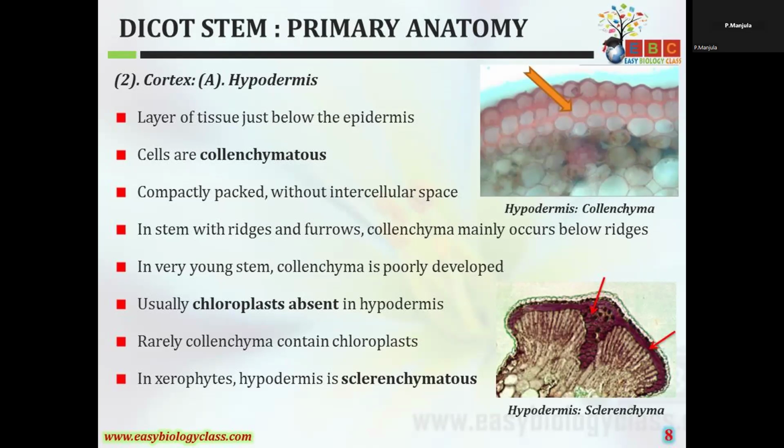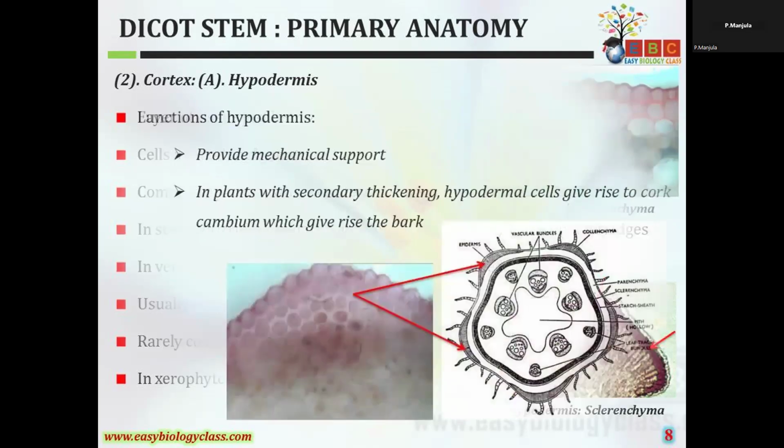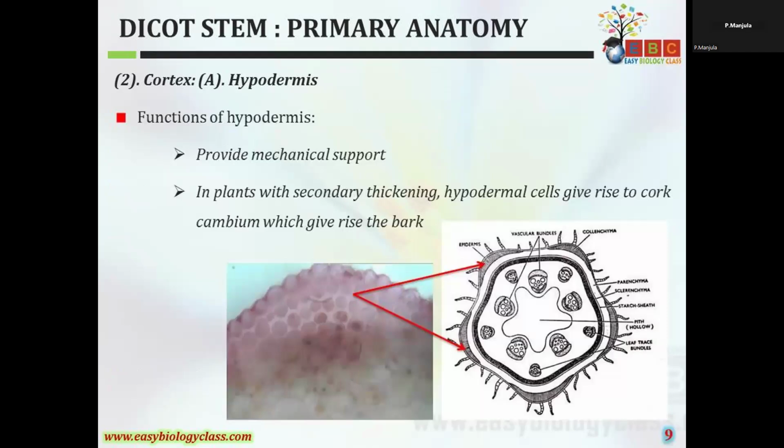In xerophytes, the hypodermis is sclerenchymatous. This is the xerophytic character: the presence of a sclerenchymatous hypodermis. The main function of the hypodermis is to provide mechanical support, and in plants with secondary thickening, the hypodermal cells give rise to cambium, which gives rise to the bark.